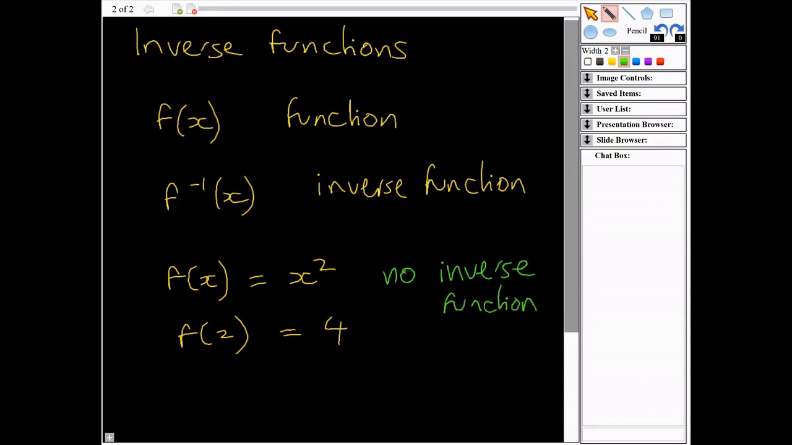Okay, so a function can only have an inverse function if it's one-to-one. One input goes to one output, because then when you reverse it, one input on the inverse has to just give one output, otherwise it wouldn't be a function.